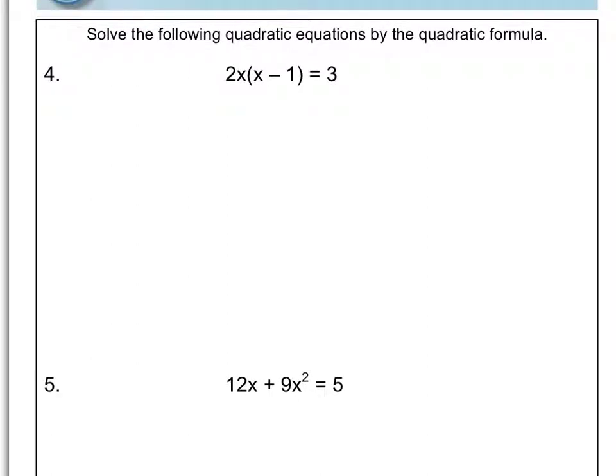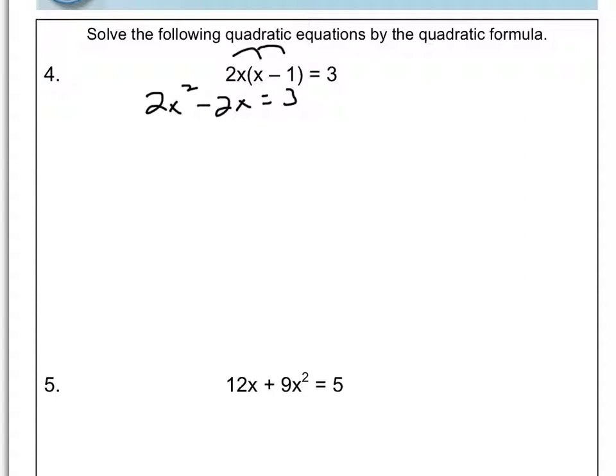Notice we have parentheses in here. Okay, so again, the first thing I've got to do is get it equal to 0, but I've got to take care of these parentheses first. So in order to take care of these parentheses, I'm going to distribute that 2x. So I'm going to end up with 2x squared minus 2x equals 3.